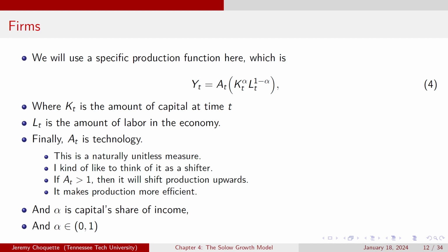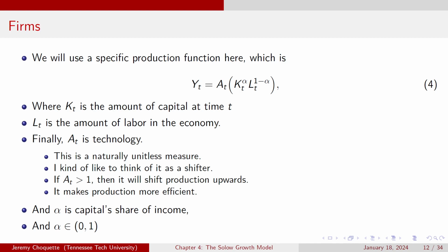It's really just like a shifter. If A is larger than 1, what it's doing is it's shifting the production function upwards, mathematically speaking. Economically speaking, what's happening is it's making production more efficient. It means that you can produce more with the same amount of inputs as what you had before.